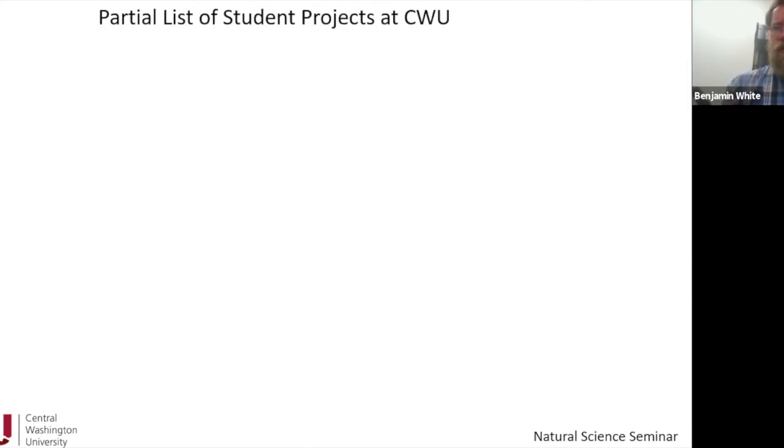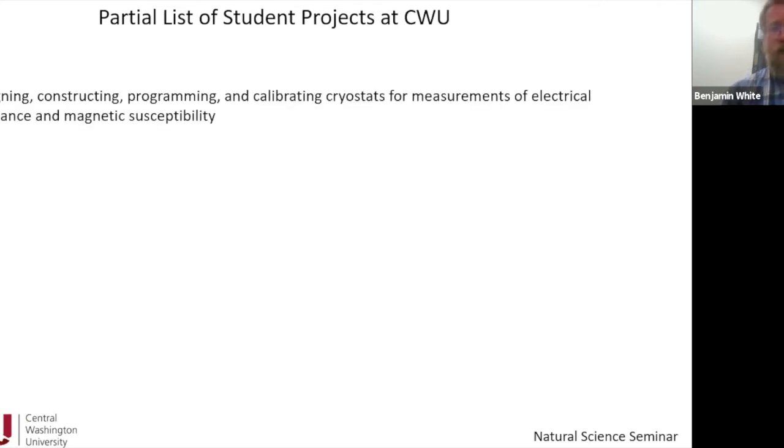So I've had about 13 students working with me the past 4 or so years at various times, and they've done things like designing, constructing, programming all the temperature control, calibrating thermometry for cryostats, basically building instrumentation to perform measurements of things like electrical resistance and magnetic susceptibility as a function of temperature down to 4 Kelvin. And one of the students is working with me right now, almost has one of these finished, and it's working really well. So it's very exciting, and that's Martin Mattis.